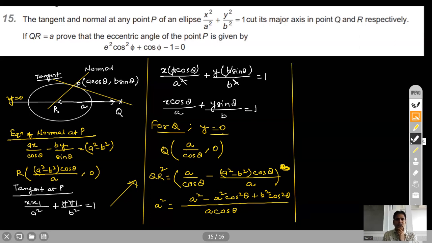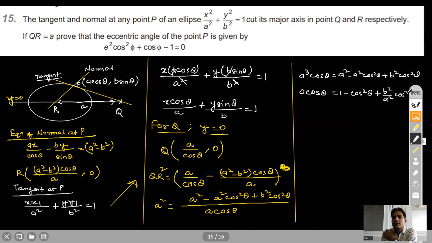So what can we do further? This will be A cube, A cube cos theta will be equal to A square, same thing, A square cos square theta and plus B square cos square theta. Is it okay? Now, if I divide the whole thing by this A square, what will I get? I will have A cos theta is equal to 1 minus cos square theta plus B square upon A square cos square theta. Right?